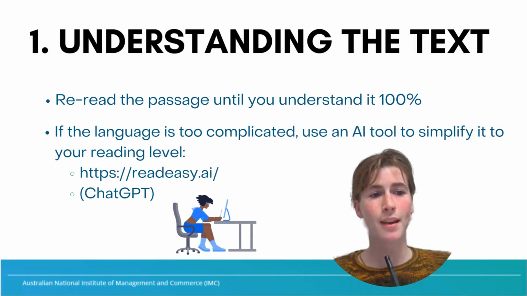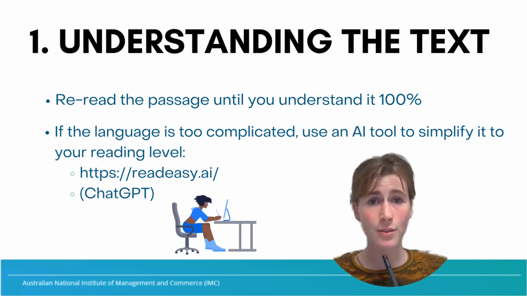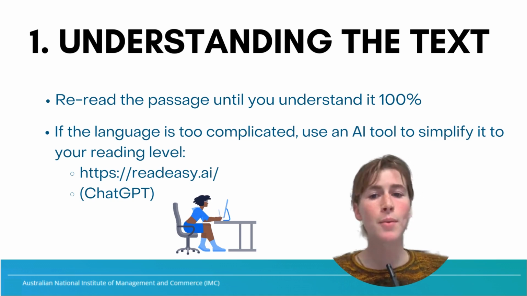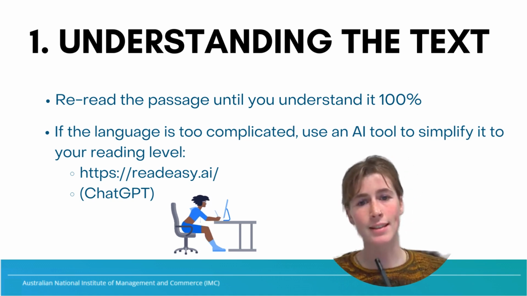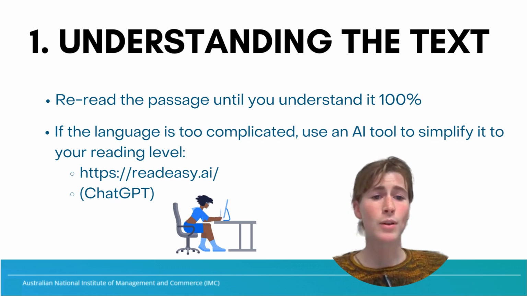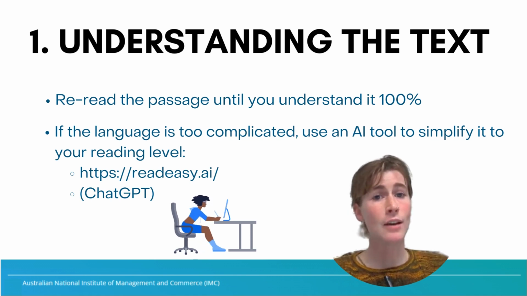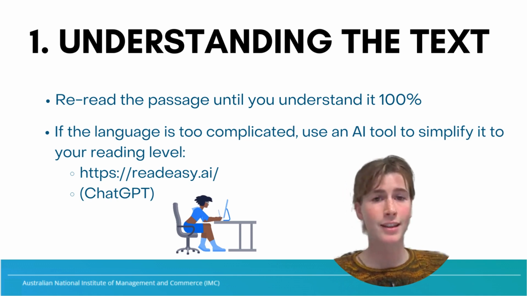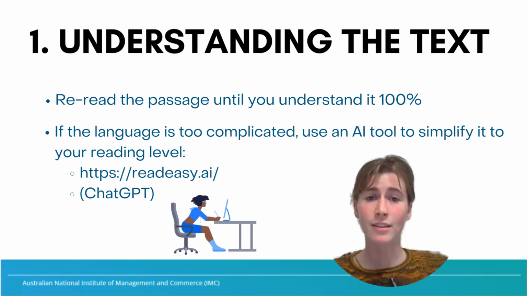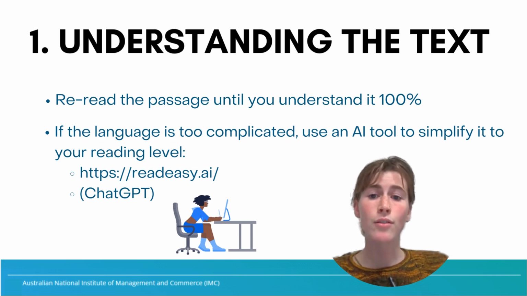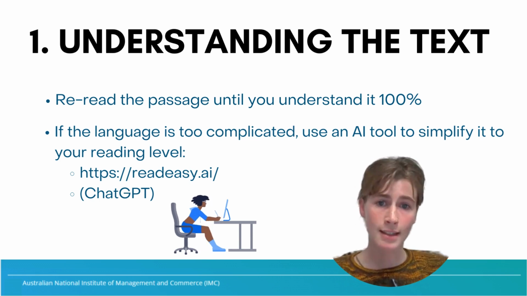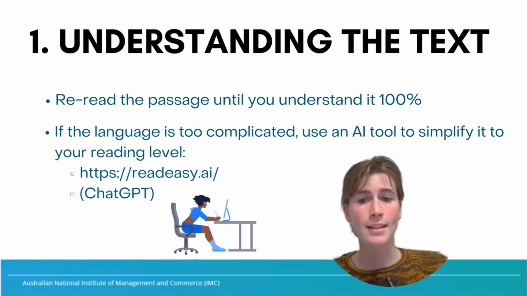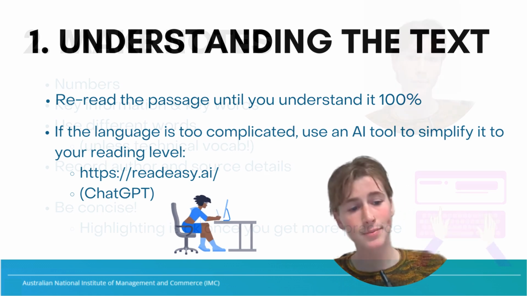Step 1. Understanding the text. So first, we need to make sure that we completely get the text. Remember that the purpose of paraphrasing is to demonstrate understanding. We can't tell someone something that we don't actually understand ourselves. If you don't understand the passage the first time, read it again, and again, and again, until you do understand it. If the problem is the words, not the ideas, you can use an AI tool to simplify the English. Just remember that these AI tools sometimes make mistakes.